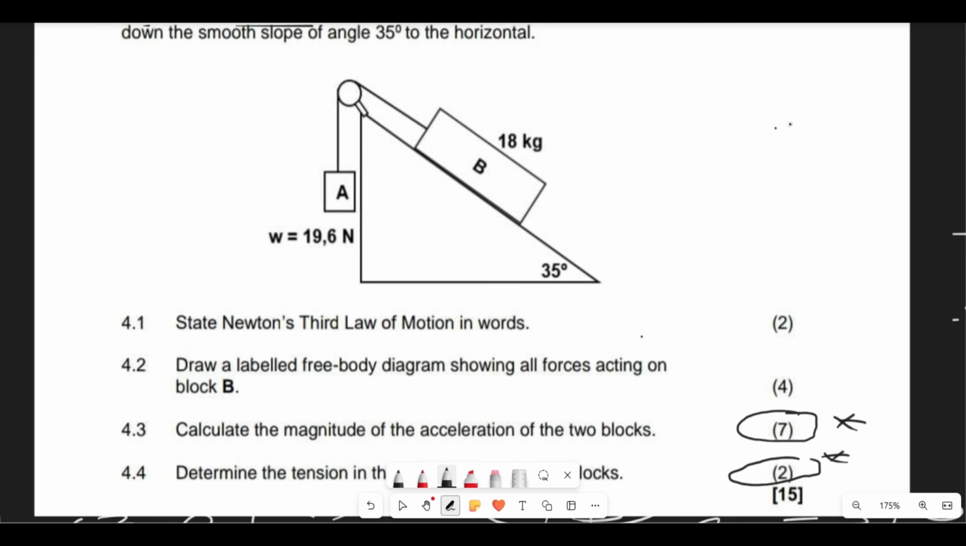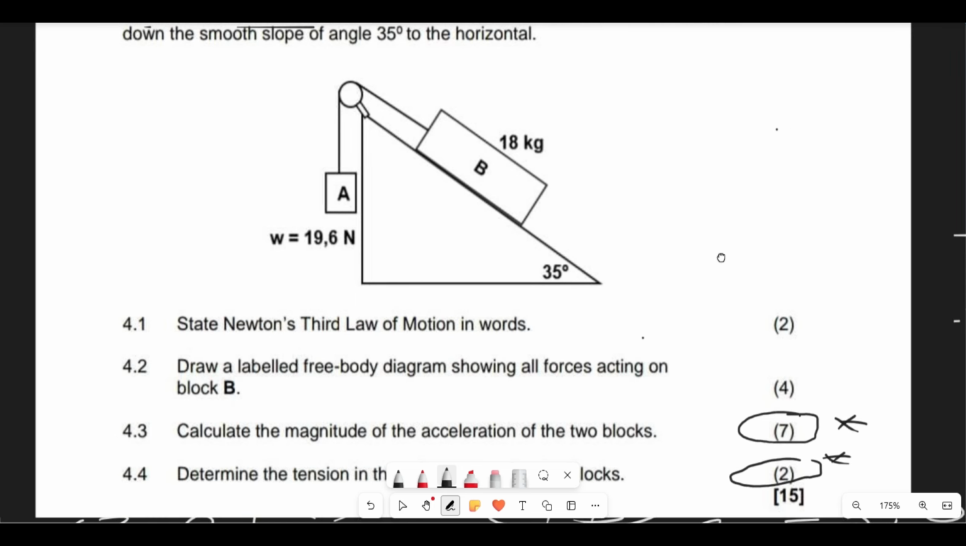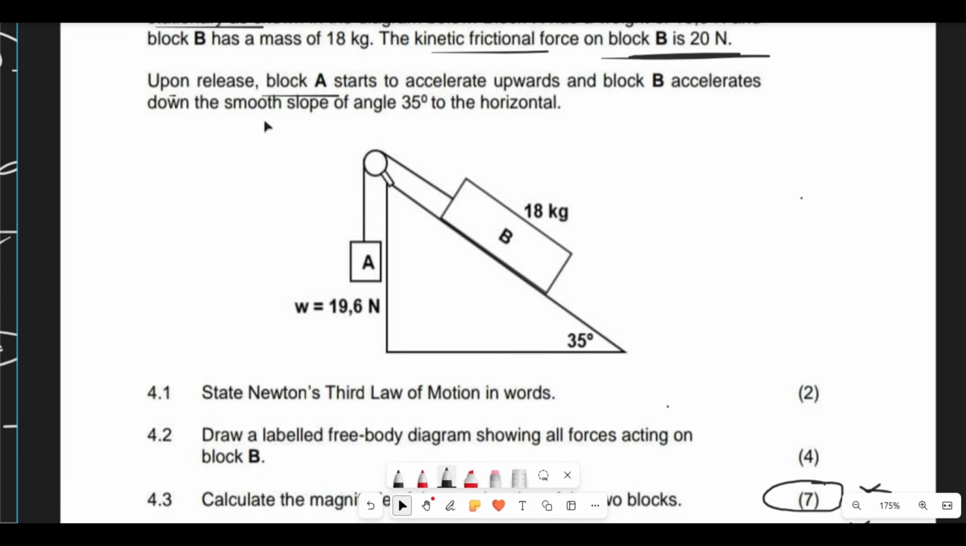Okay, there is an interesting statement that we have to look at here. You see, they say upon release, block A starts to accelerate upwards. This is the first step. So you know now that the acceleration is upwards, and then block B accelerates down the smooth slope. It means now this thing is going down like this. So now we have an understanding that the leading force here is up, and the leading force here is down.